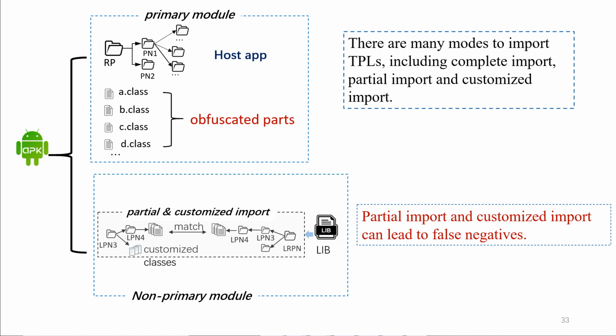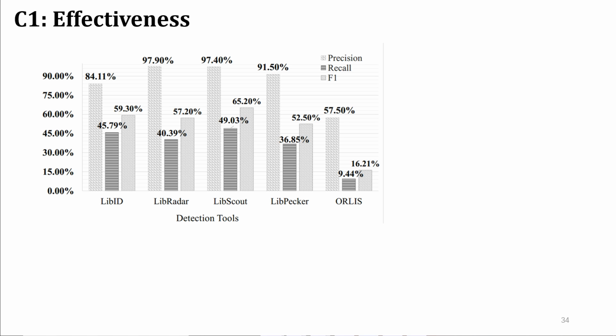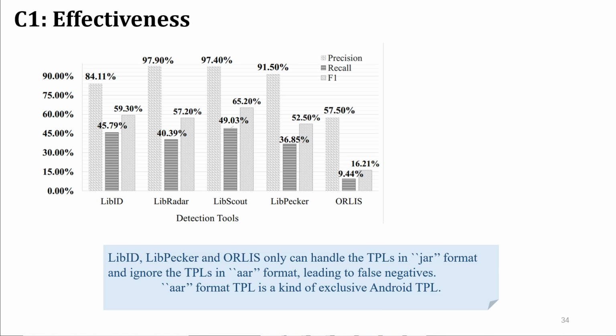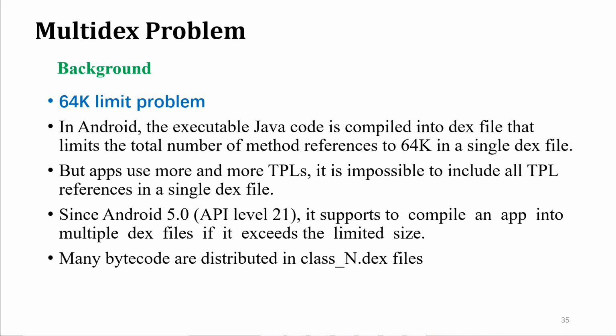The other reason leading to misidentification comes from the import model. Partial import and customized import can lead to code different from the original code of the libraries, which also can lead to false negatives. The other reason comes from some tools. They can only handle TPLs in jar format and ignore TPLs in AAR format, which also can lead to false negatives. The other case comes from the Multidex problem.